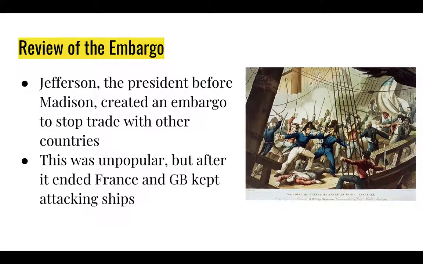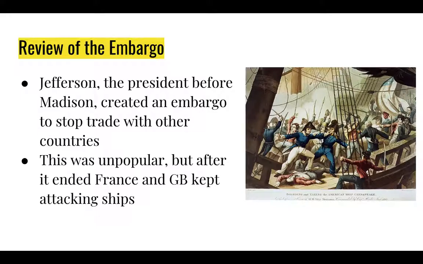Again, this is a review because last time we explained that this was very unpopular because it stopped the flow of money. There weren't people to trade with because he had stopped it, and so as a result, Americans were the ones who were ultimately hurt the most because they lost their trading partners.